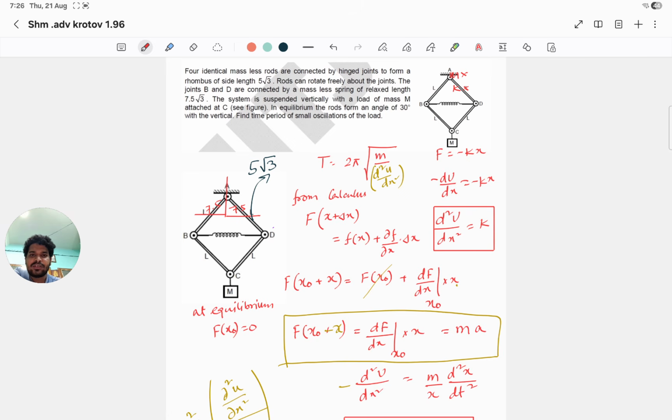5√3. Rods can rotate freely about the joints. The joints B and D are connected by a massless spring of relaxed length 7.5√3. The system is suspended vertically with a load of mass M. At equilibrium, the rod is at 30 degrees with the vertical. You need to find the time period.